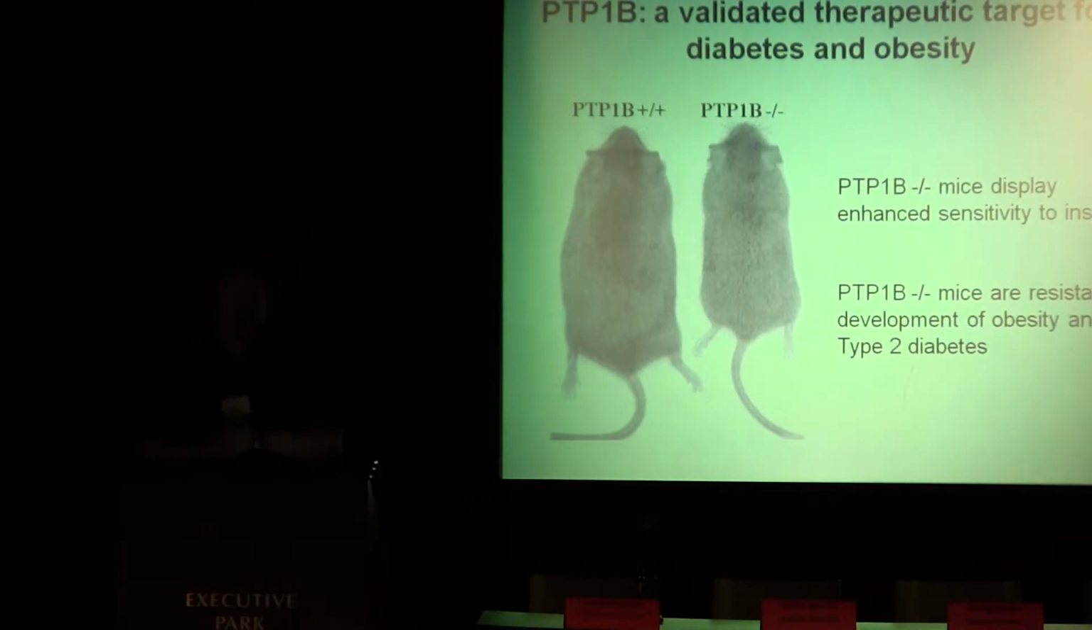In particular, we focus on an enzyme, a protein tyrosine phosphatase called PTP1B. This was an enzyme I discovered 25 years ago, and it's been one of the focuses of my research ever since. This picture shows you a normal mouse fed a high-fat diet. This is a mouse in which the PTP1B gene has been removed, fed the same high-fat diet. These mice display enhanced sensitivity to insulin and resistance to diet-induced obesity. This tells us that an inhibitor of this enzyme could be a powerful strategy for attacking diabetes and obesity.